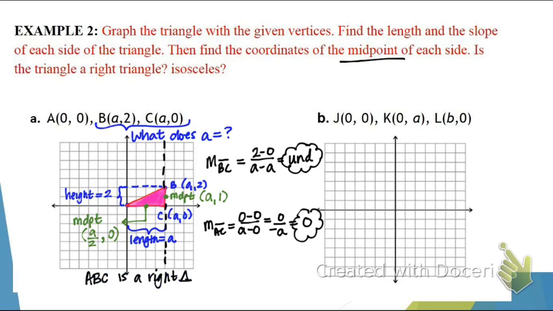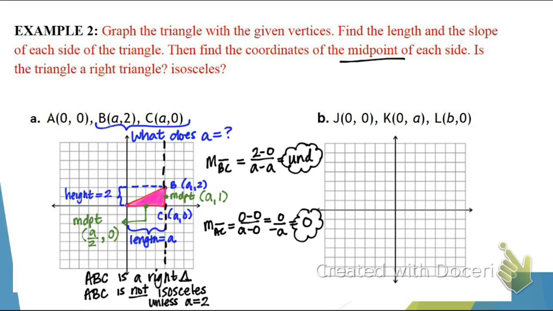And then it asks, is this triangle isosceles? This triangle is not isosceles in our picture, but remember that because we don't know the value of a, we need to specify that this could be an isosceles triangle if a had a value of 2.